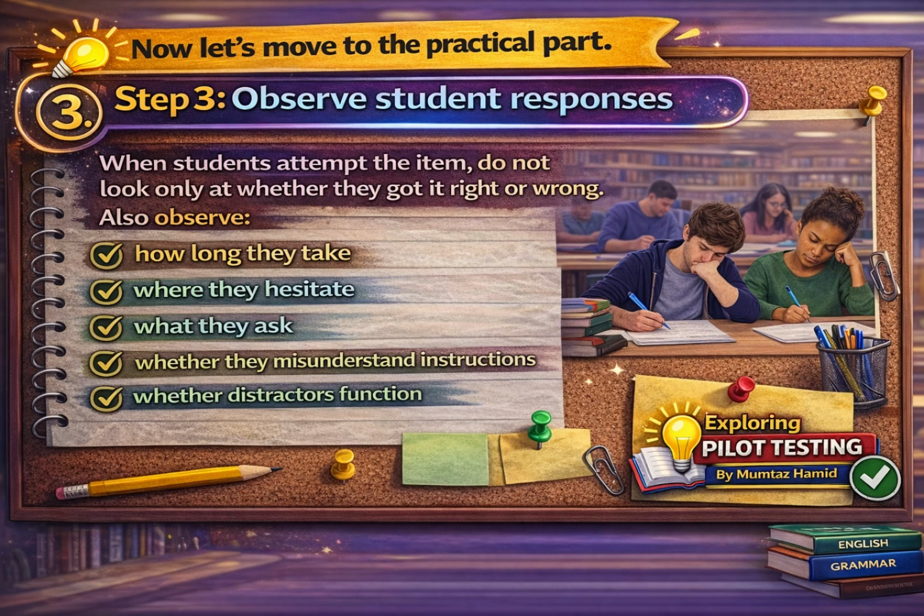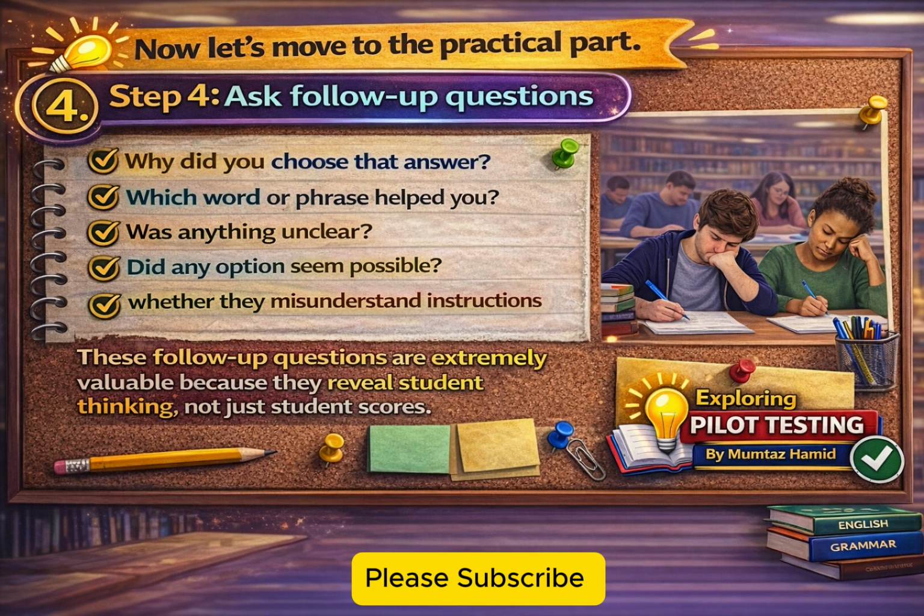Step 3. Observe student responses. When students attempt the item, do not look only at whether they got it right or wrong. Also observe how long they take, where they hesitate, what they ask, whether they misunderstand instructions, whether distractors function. Step 4. Ask follow-up questions. After students answer, ask, why did you choose that answer? Which word or phrase helped you? Was anything unclear? Did any option seem possible? Students, these follow-up questions are extremely valuable because they reveal student thinking, not just student scores.